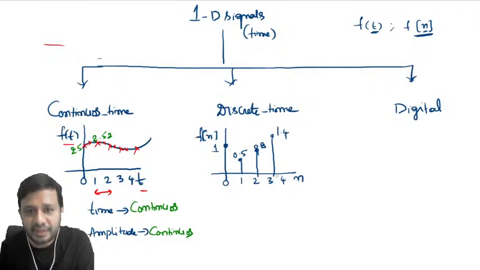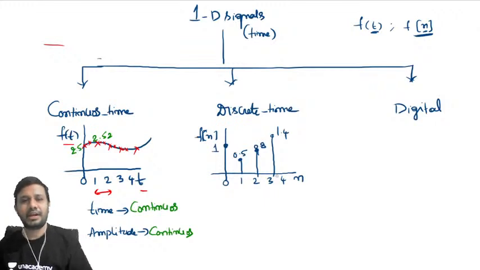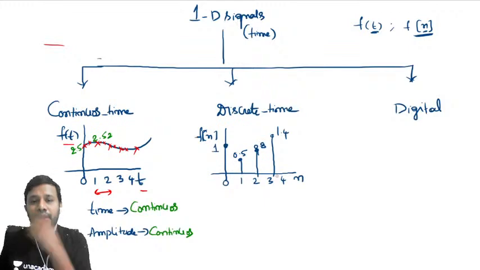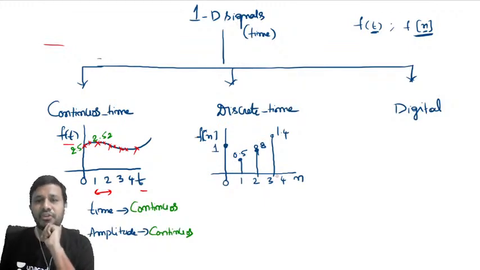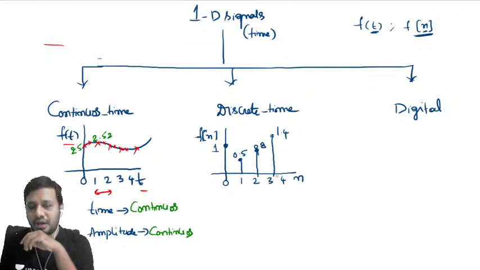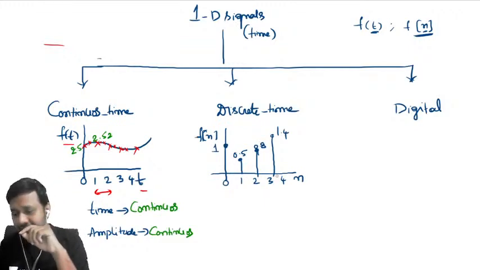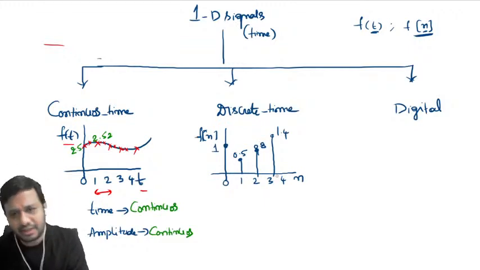So this is a discrete time signal. If this is a discrete time signal, what is the definition of a discrete time signal you are going to give? Remember, my dear students, that discrete time signals are those signals which are present only at discrete instances of time, not at every instant of time.